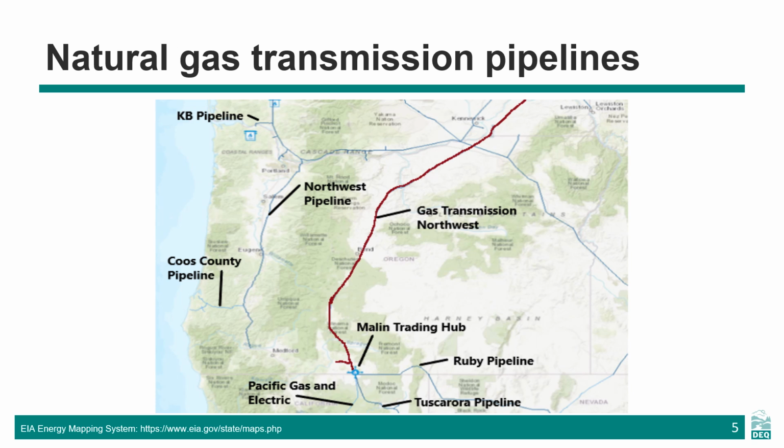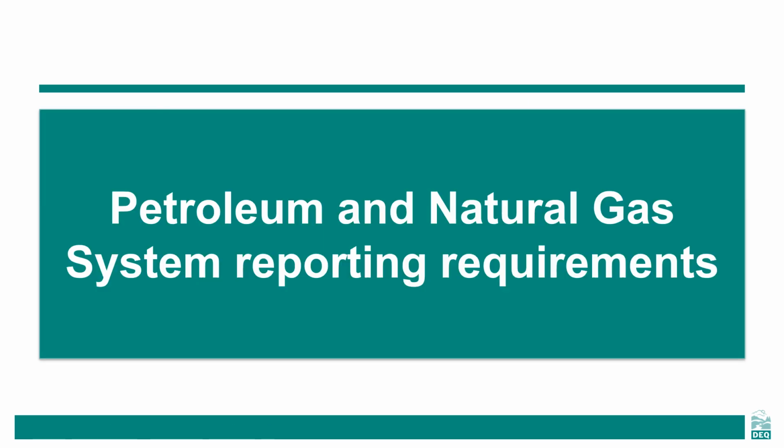There are three local distribution companies that supply gas within the state: Northwest Natural, Cascade Natural Gas, and Avista Corp. Northwest Natural also operates an underground storage facility in Mist, Oregon, which is northwest of Portland, as well as liquefied natural gas storage facilities in Portland and Newport, Oregon.